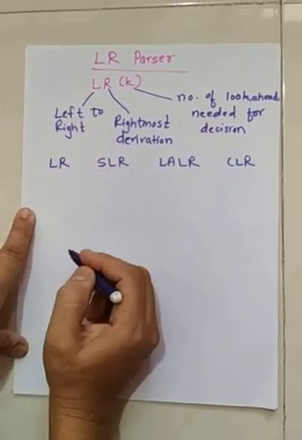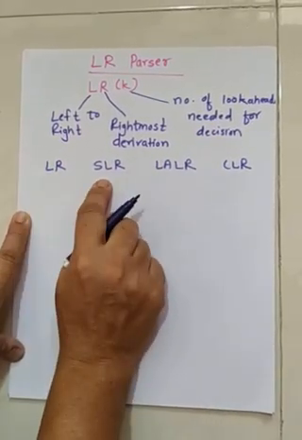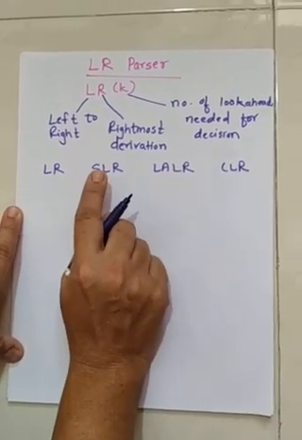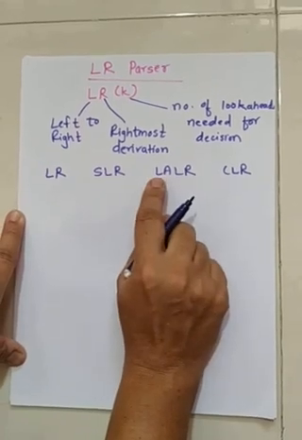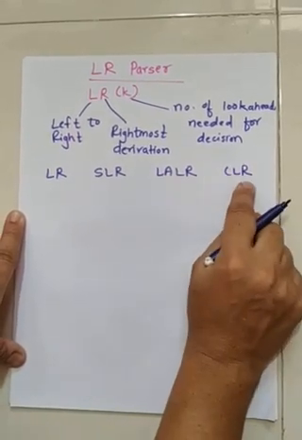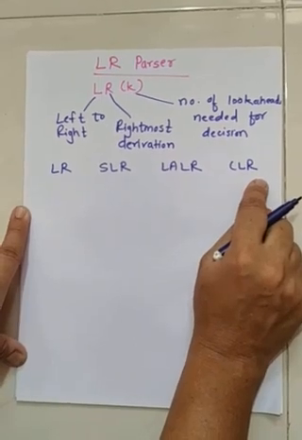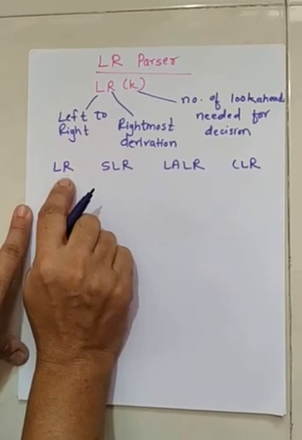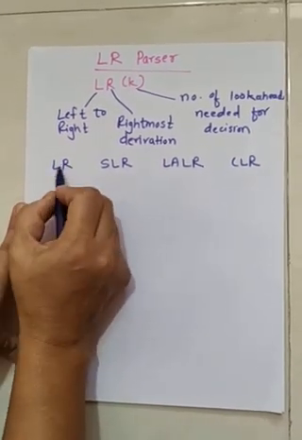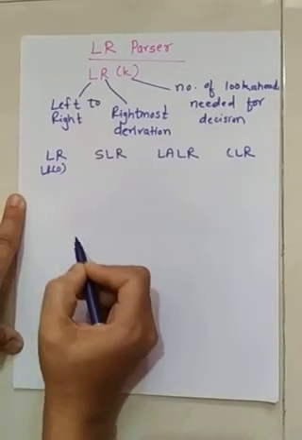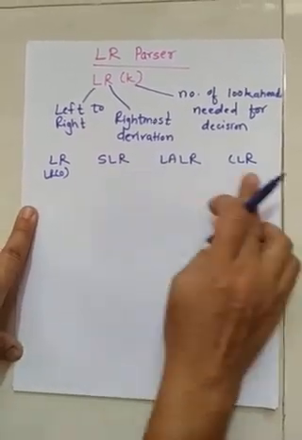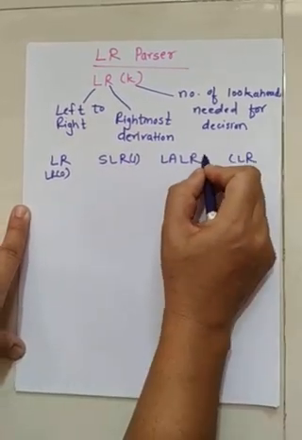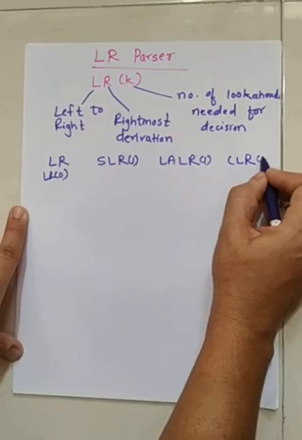The LR parser is further classified as LR, SLR, LALR and CLR. SLR is simple LR parser, LALR is lookahead LR parser, and CLR is canonical LR parser. In LR parser the value of K is 0 here, so this LR parser is also known as LR0 parser, and in the rest of all the three the value of K is always 1, so these are SLR1 parser, LALR1 parser and CLR1 parser.